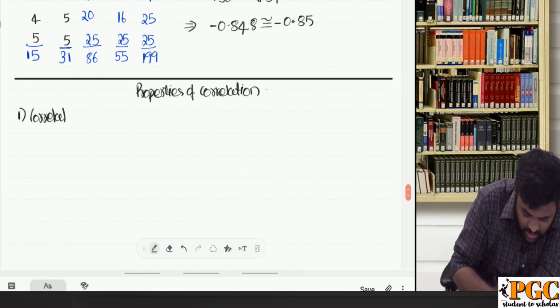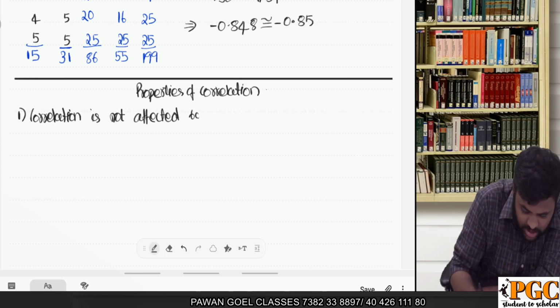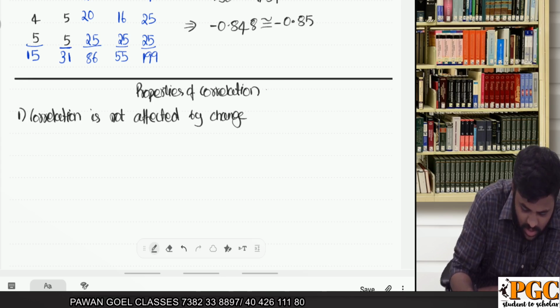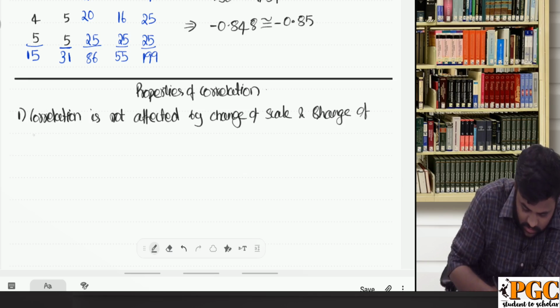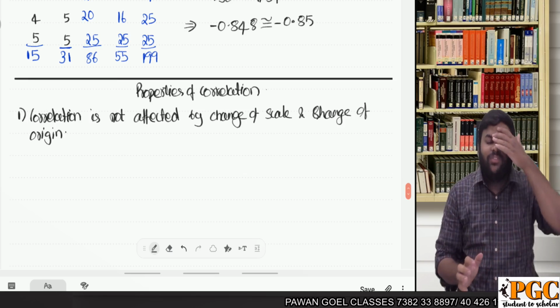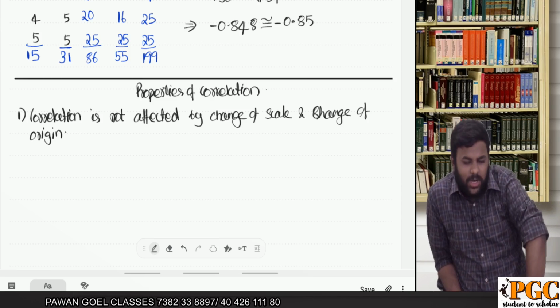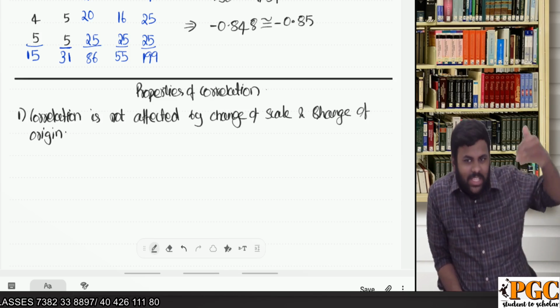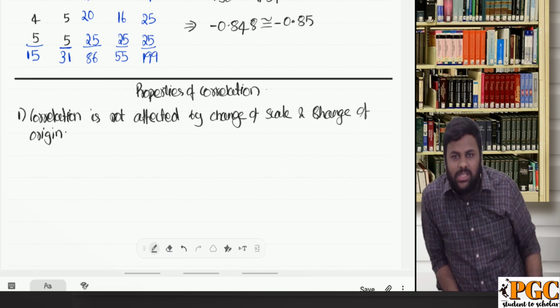correlation is not affected by change of scale and change of origin. Sir, what, are you crazy? Yes my dear friend, change of scale and change of origin. Now what I am saying, your correlation is not affected by change of scale and change of origin. What is the meaning of this my dear friends? Very simple. If all the observations are increased or decreased by a constant, if all the observations are multiplied or divided by a constant, correlation remains unaffected.